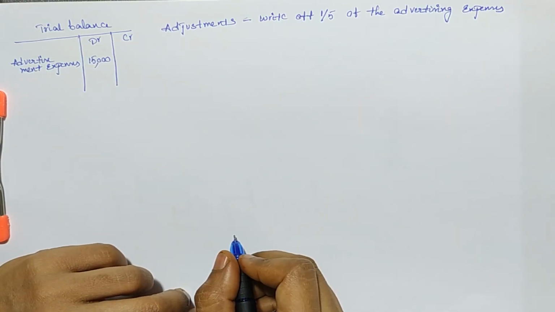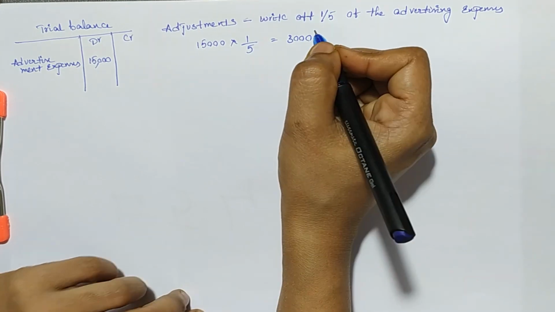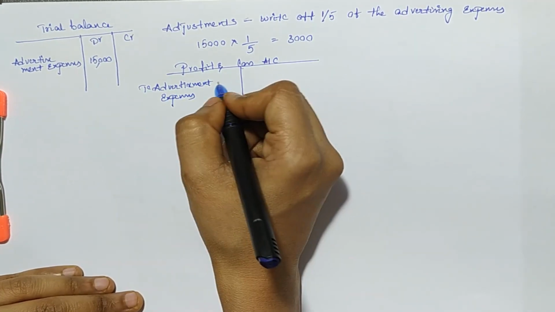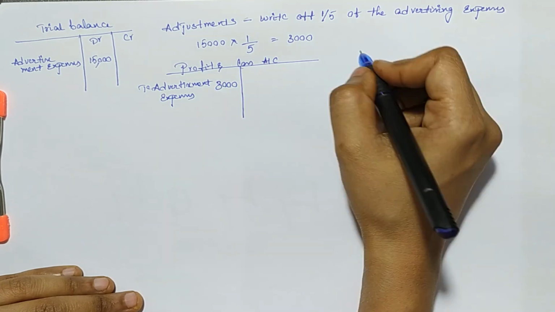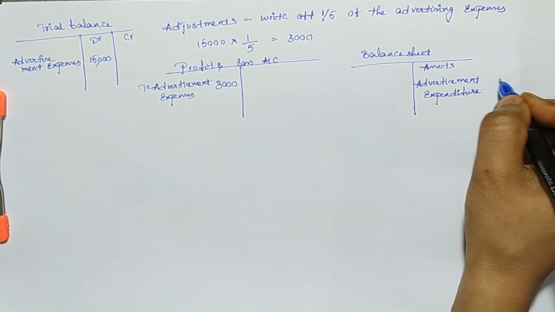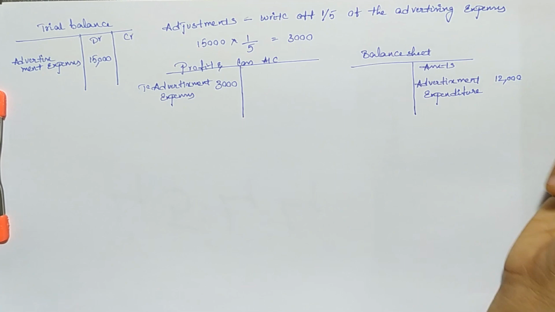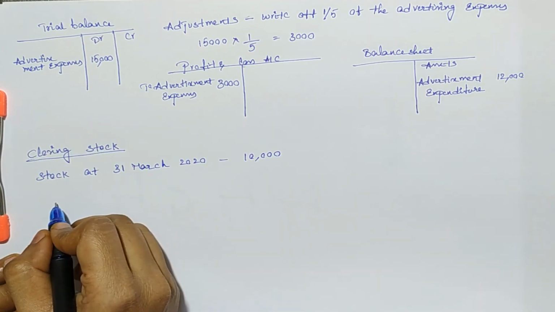Now we will see adjustments related to write-off, closing stock and omitted entries. In the adjustments we have write-off 1/5 of the advertising expenses. Advertising expenses in the trial balance is 15,000. 15,000 into 1 by 5 comes to 3,000. We'll mention 3,000 on the debit side of the profit and loss account, and we will show 12,000 on the asset side of the balance sheet as advertisement expenditure.